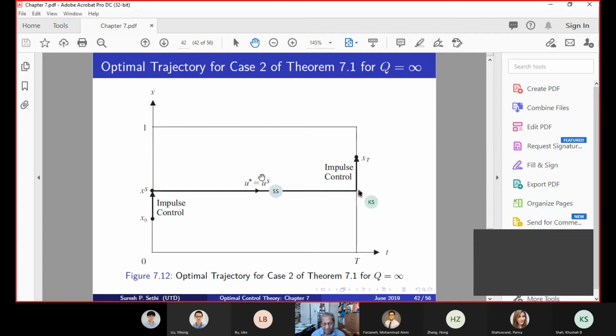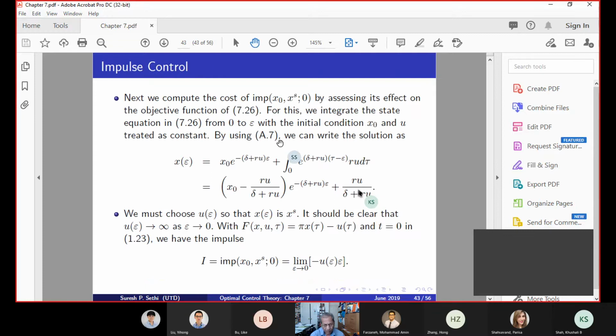And so there are many papers cited in the book of this technique. Okay, let's do the impulse control quickly. So what do we need? We need to compute the cost of impulse at time 0.